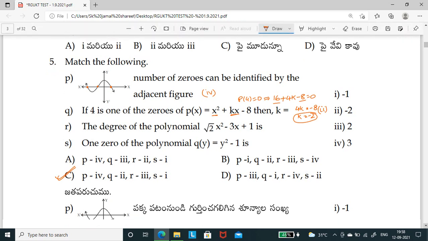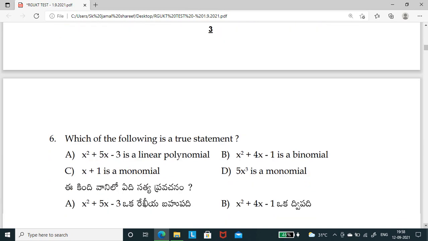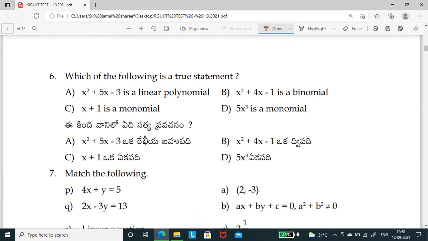Right? Next, moving on to question number 6. Which of the following statements is a true statement? So x square minus 5x plus 3 is a linear polynomial. Clearly it is degree 2, hence it is not a linear polynomial. x square minus 4x minus 1 is a binomial. Binomial means it should have only 2 terms. But how many terms do we have here? 3 terms. Hence it is false.